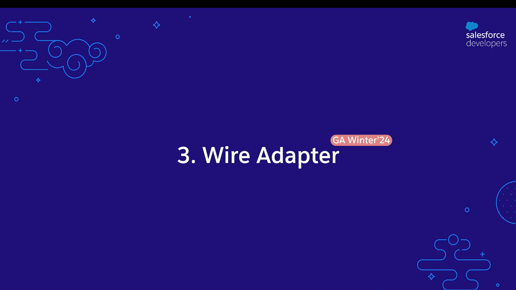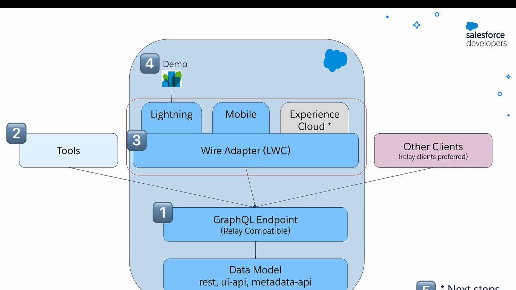So the next part is the wire adapter, which is now GA in Winter '24. As you can see in the middle, this section is specific to Salesforce, and it's applicable to the Lightning Experience on the mobile device, especially for offline. In the future, and we'll discuss the next steps, it will probably be available for Experience Cloud.